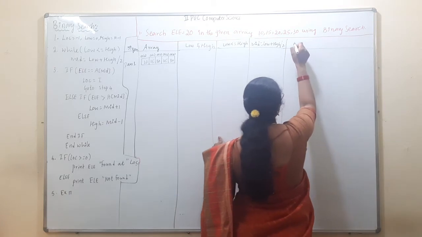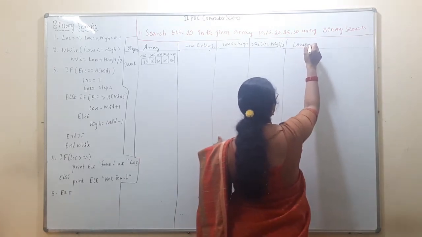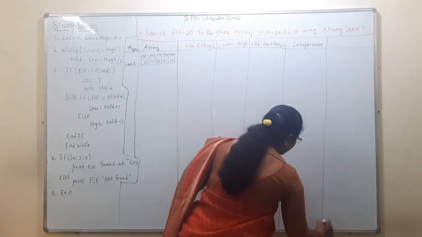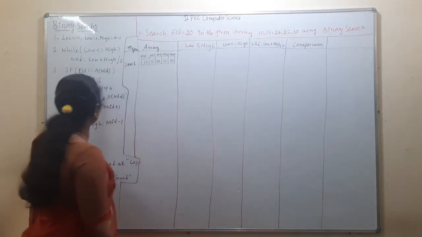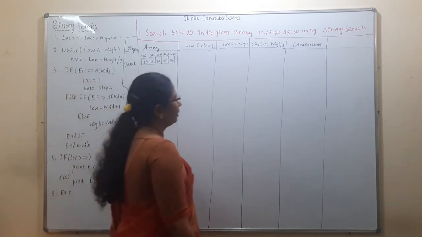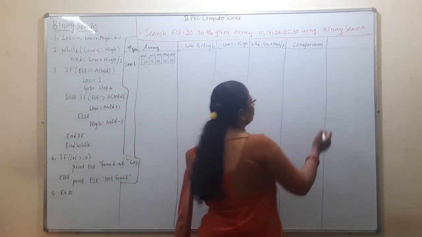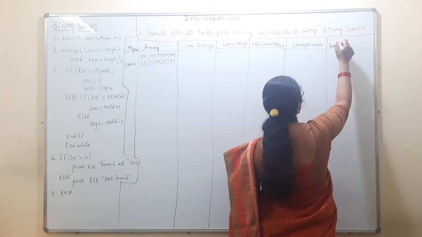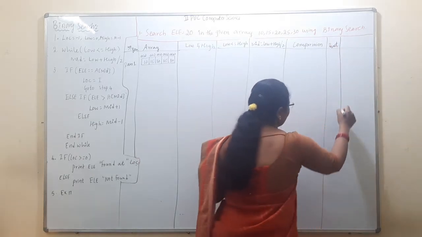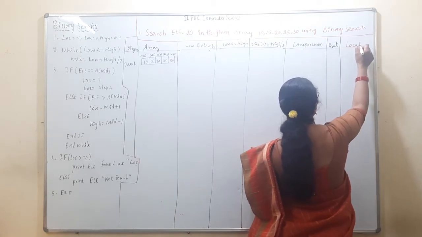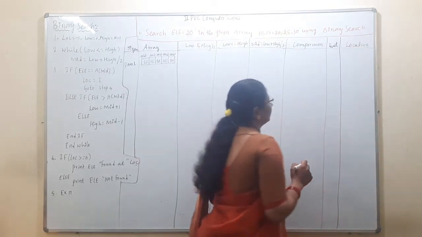Then we are doing the comparison. Three conditions are there. One is equal to the mid element, one is greater than the mid element, and another one is less than the mid element. That comparison we need to do. Then result. So result is always true or false. Then we are changing the location.